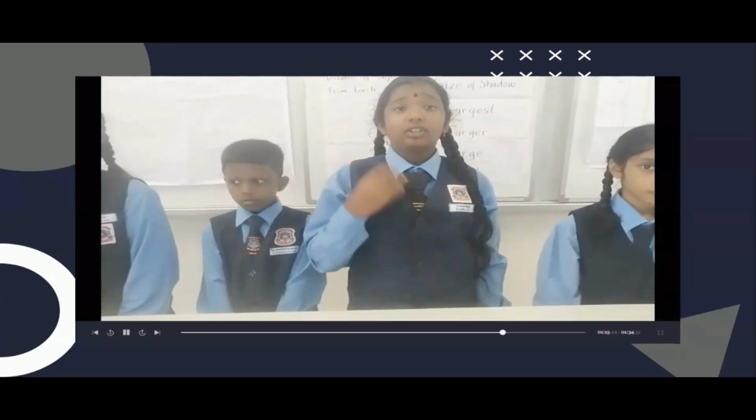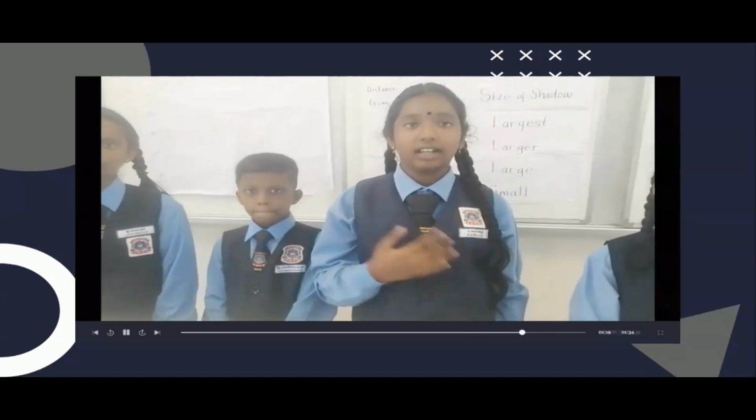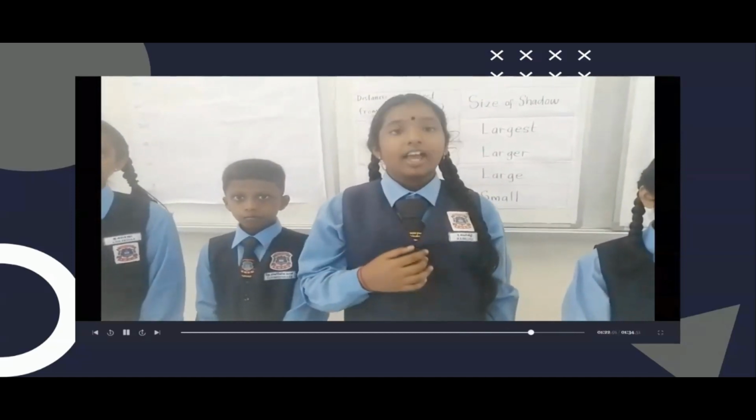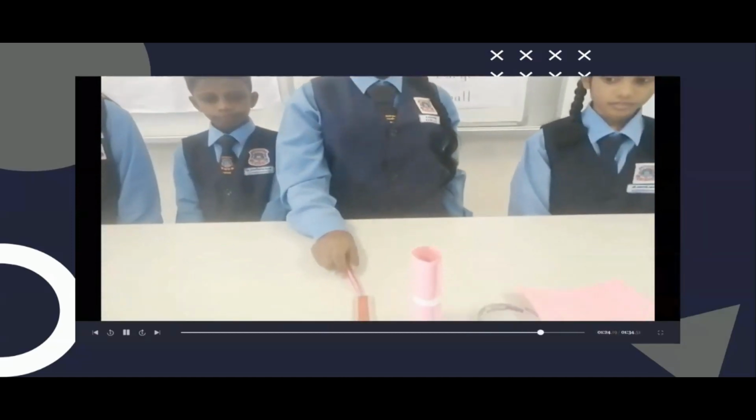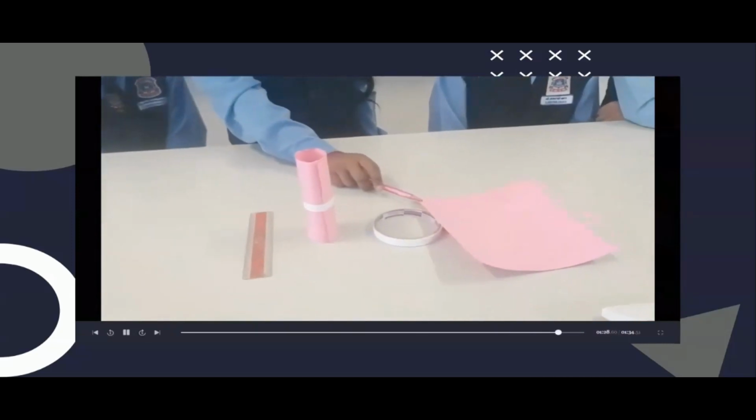Today we want to demonstrate the activity to describe factors affecting the size of shadow. Okay, let's start. Apparatus and materials: ruler, cylindrical object, adhesive tape, flip card paper.